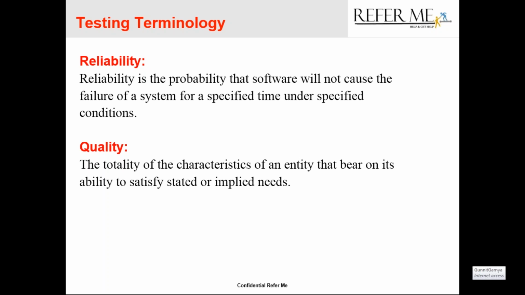It is the totality of characteristics of an entity that bear on its ability to satisfy stated or implied needs. It means that as per the user requirement, it should be user friendly, or if it is not, then there should be some help file. For example, if you are stuck somewhere, you can go and check what can be done to resolve the errors, right? So quality is nothing but the user friendliness of your application.